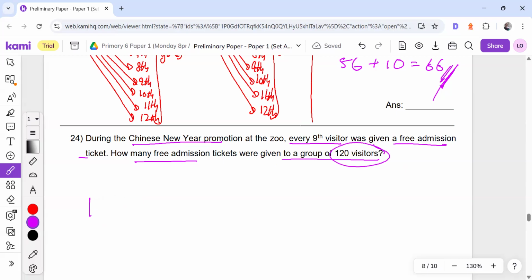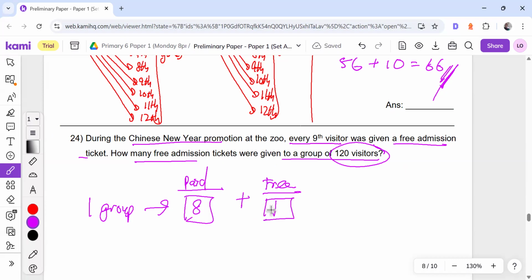So the method is grouping, right? Grouping means you make one group first. So how many visitors pay money? So let's put down pay money. How many visitors pay money? 8. And then there is a free one. One visitor was given a free ticket, and the total visitors in a group is 9. So, grouping method.